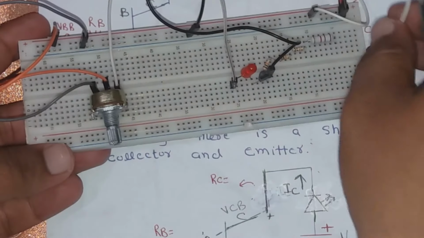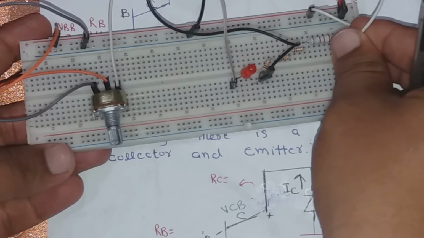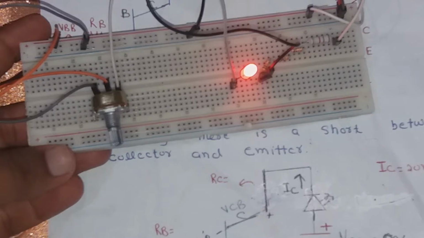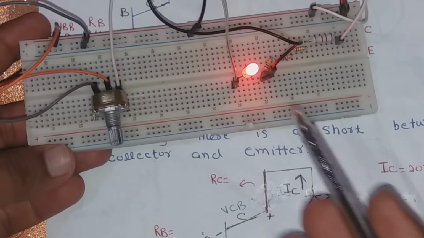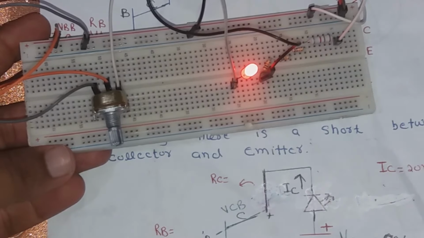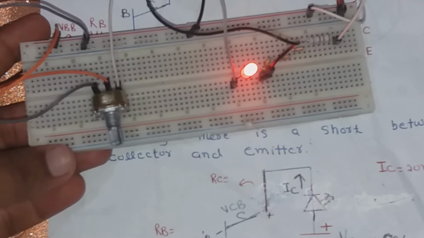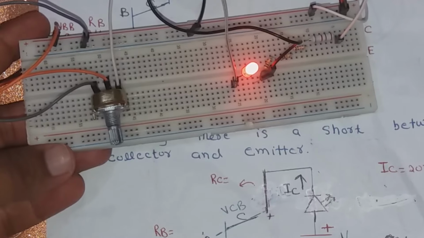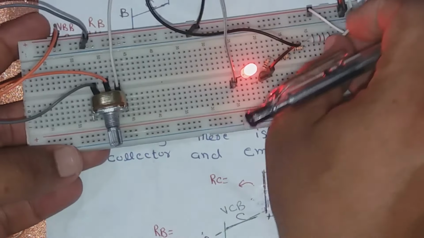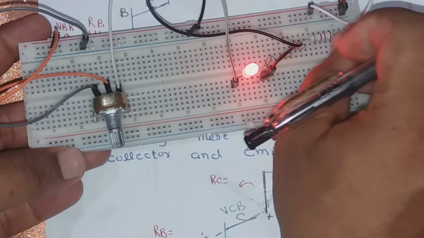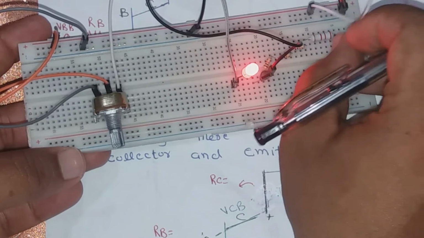Okay, and now when I apply VBB, this is basically VBB. Now you can see that the LED is glowing, which means that the transistor is in the on state, right? So this is how a transistor works as a switch. Like you can see here, off, on, off, on, off, on.